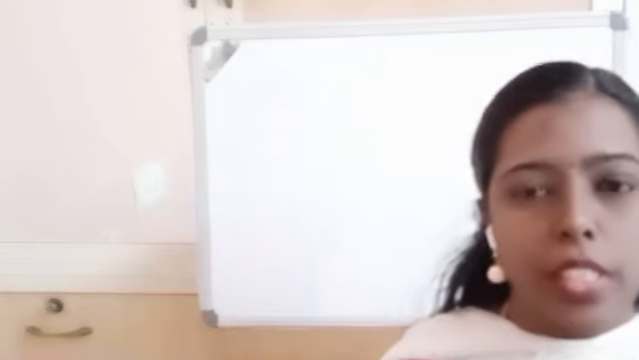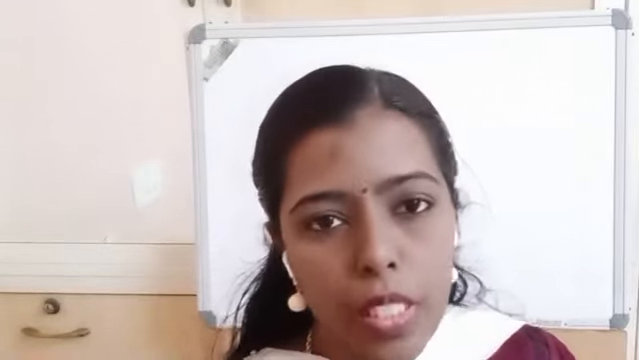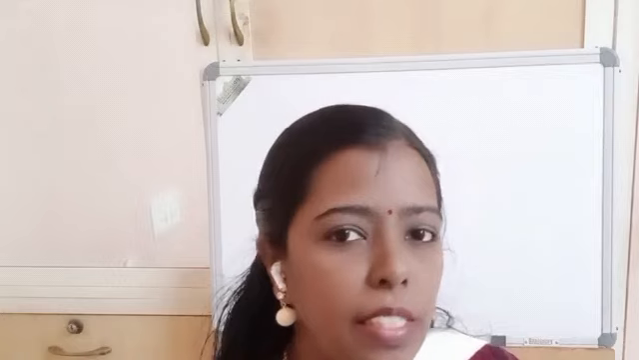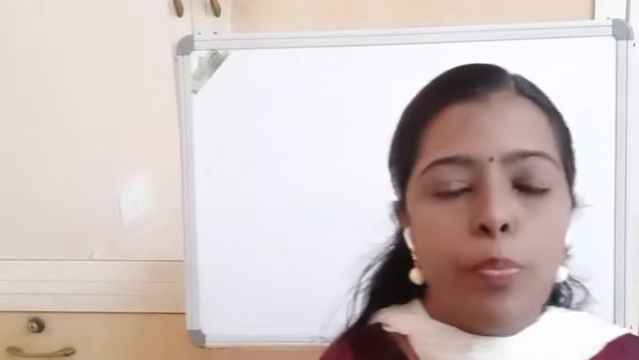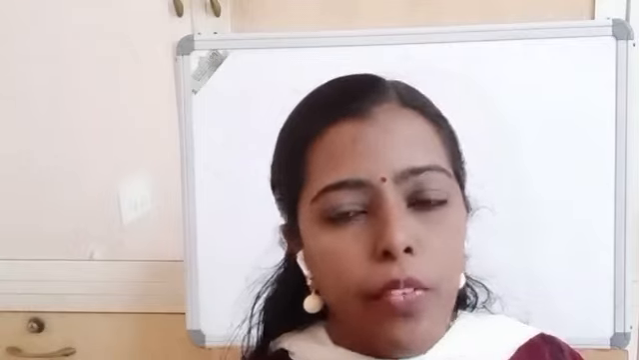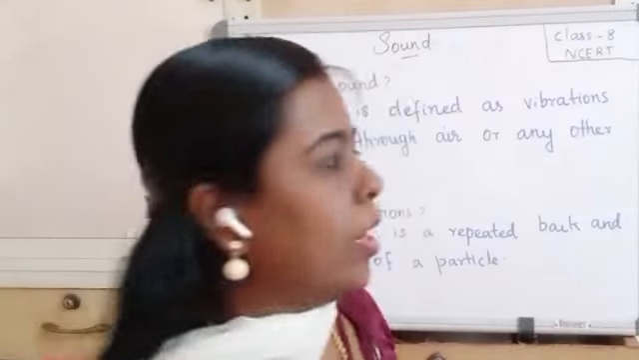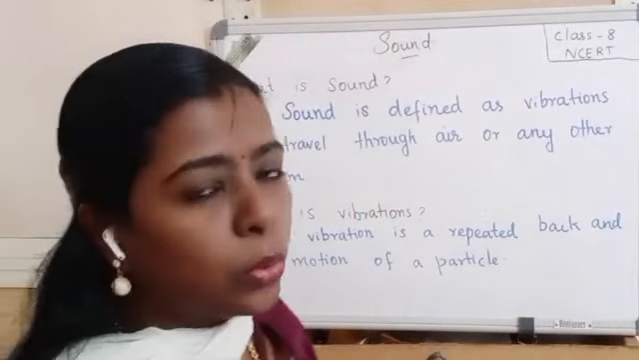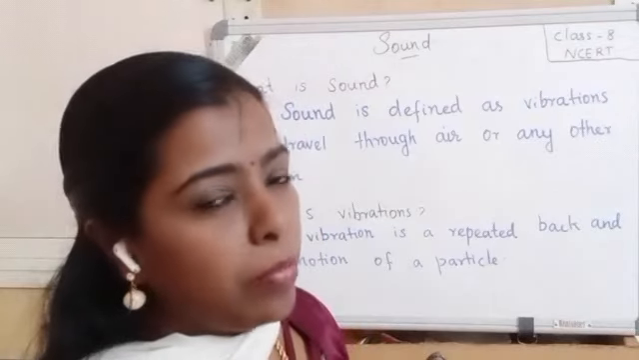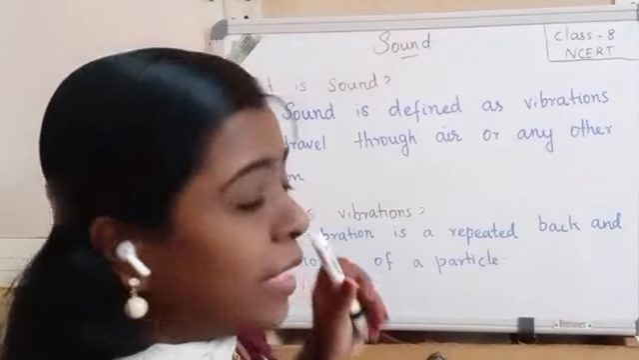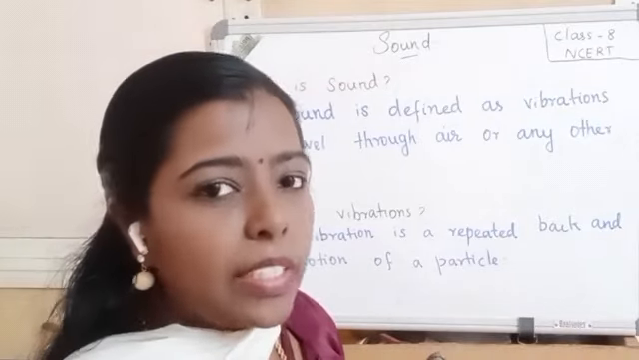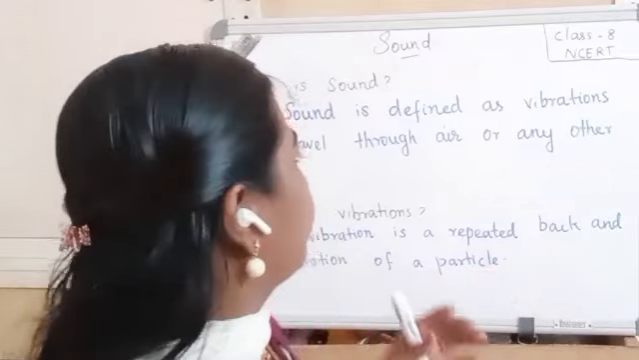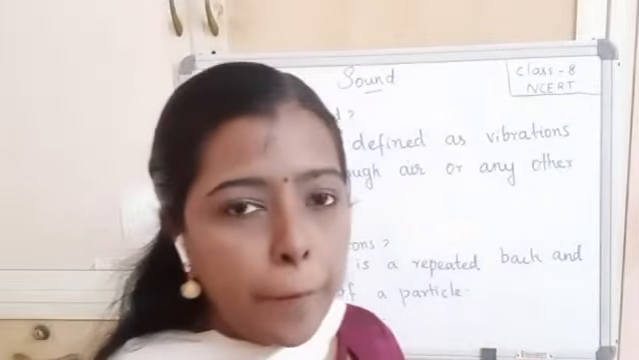Today we are going to discuss some of the facts about sound from the 8th standard NCERT textbook. What is sound? Sound is a type of energy which is made by vibrations. How is sound defined? Sound is defined as vibrations that travel through air or any other medium. That means sound is defined as a vibration. These vibrations travel through any medium which produces sound. For example, air is a medium of sound.